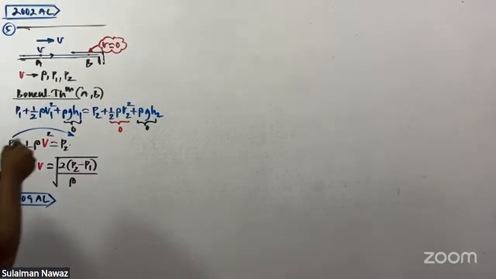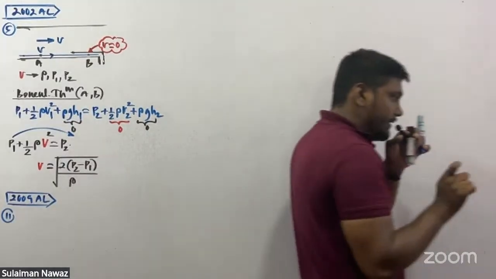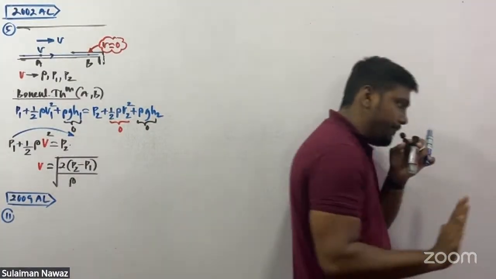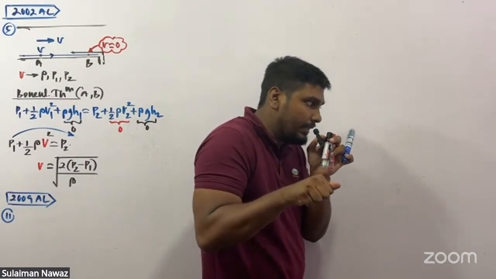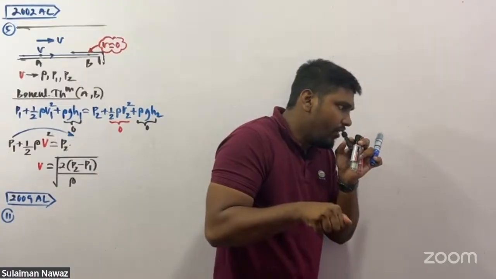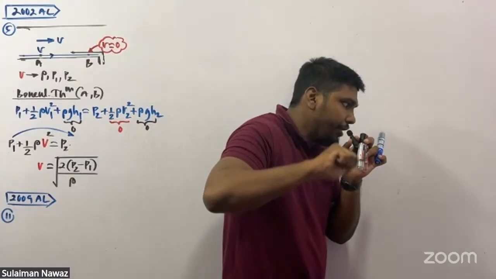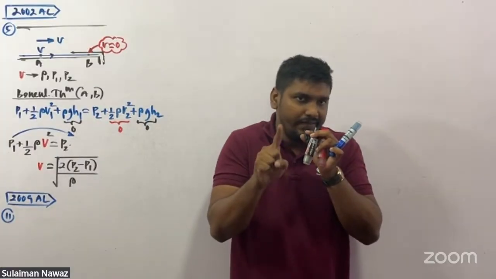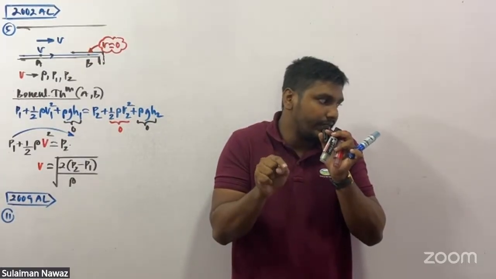Question number 11. A non-viscous fluid of density D has a streamlined flow through a horizontal pipe of variable cross section as shown in the figure. If the pressure of the fluid is capital P at the point where the velocity of flow is V, what is the pressure at another point where the velocity of the flow is 3V? Now they are telling pressure is capital P when the velocity is V. They are asking what will be the pressure when the velocity is 3V.